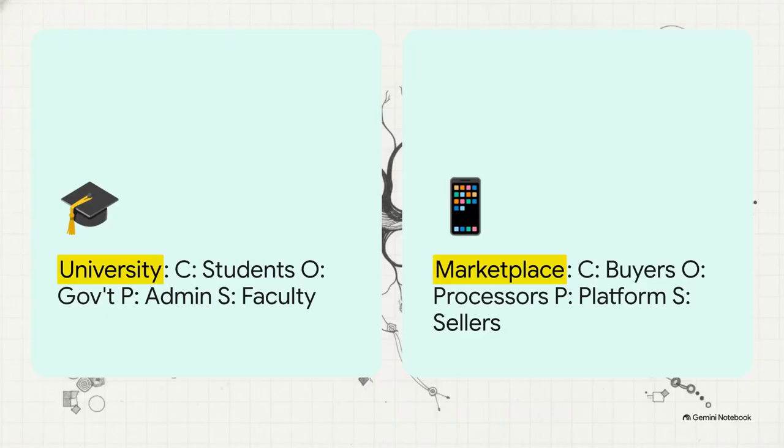Let's do one more rapid-fire comparison to really drive this home. Take that university model we just built and compare it to a digital marketplace, like, say, the App Store on your phone. The buyers are your customers. The sellers are the supply. The platform company itself is the provider. And the payment processors and advertisers, they're the other parties. This totally cements the whole concept for us. This tool abstracts places into roles and roles into systems. And once you see the pattern, you honestly can't unsee it.